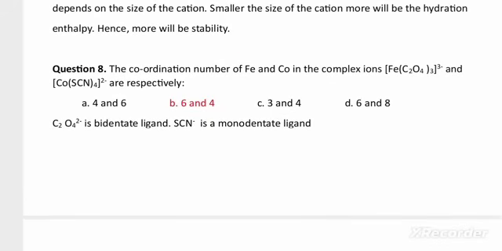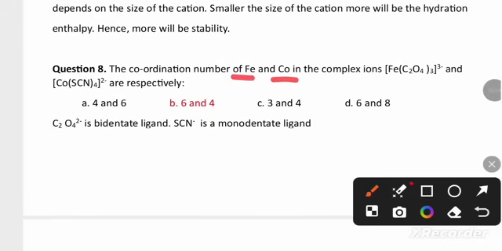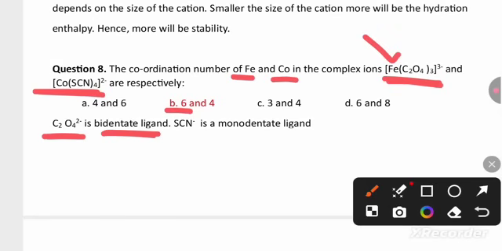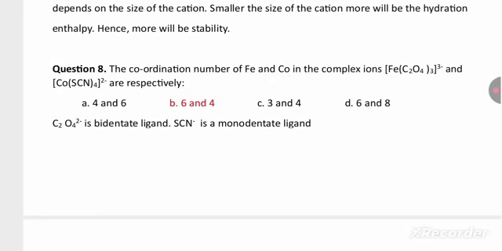Next, the coordination number of iron and cobalt in the following complexes. In this complex, iron is surrounded by oxalate ions and this oxalate ion is a bidentate ligand. So here the coordination number of iron is 6, and in the second case thiocyanate is a monodentate ligand. That's why its coordination number is 4. So 6 and 4 is the right answer.